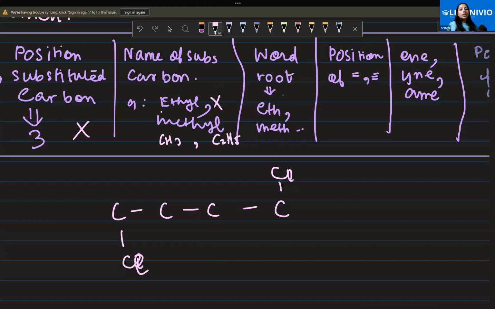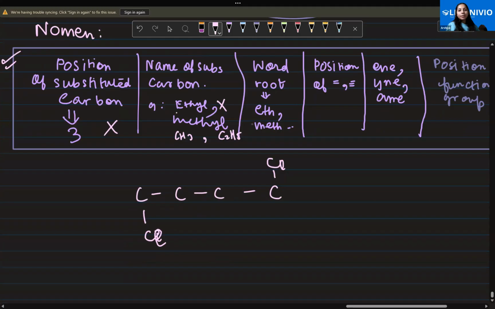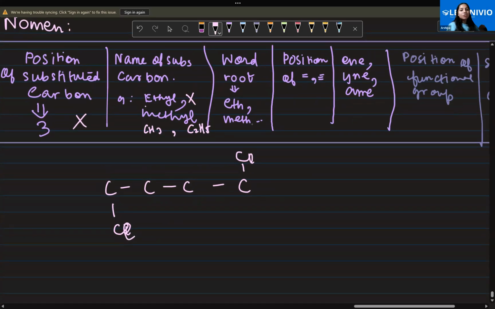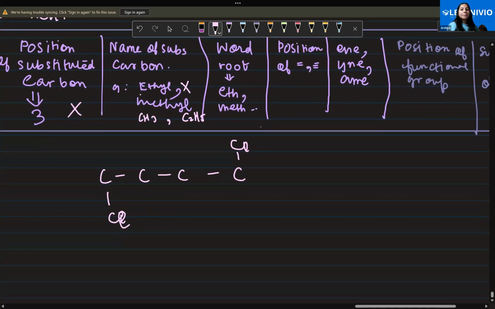Right. Now let's name this. How many carbons do you see? 4 carbon. So what will be the word root for this? 2-chlorobutane. No, just the word root, butane, right? We're taking it step by step. So I know that it's butane, but I'll write it a little afterward because this whole thing is on butane. So butane will be written at the end.